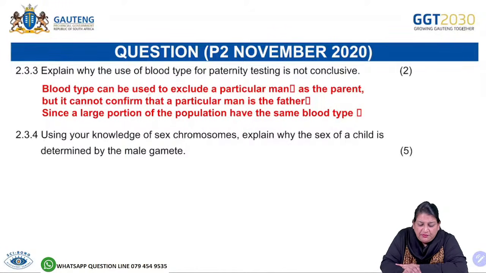So blood type can be used to exclude a particular parent or a man. But it cannot confirm that the man is the father because many people have the same blood groups.